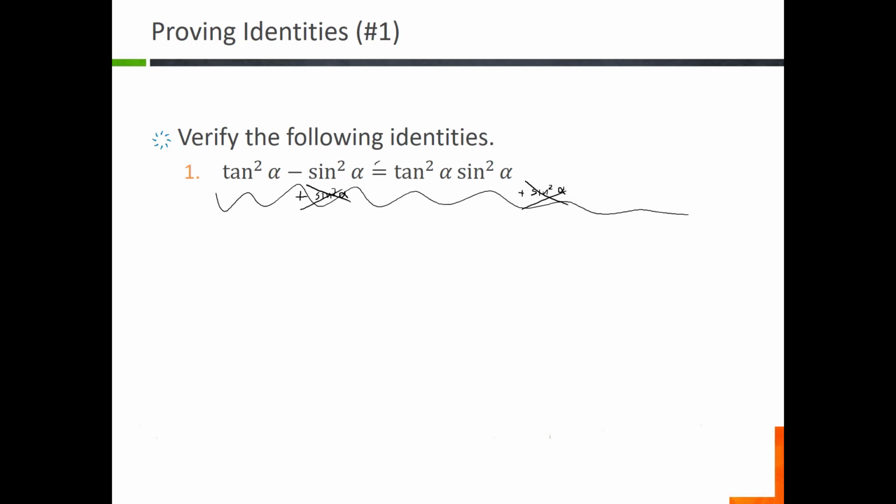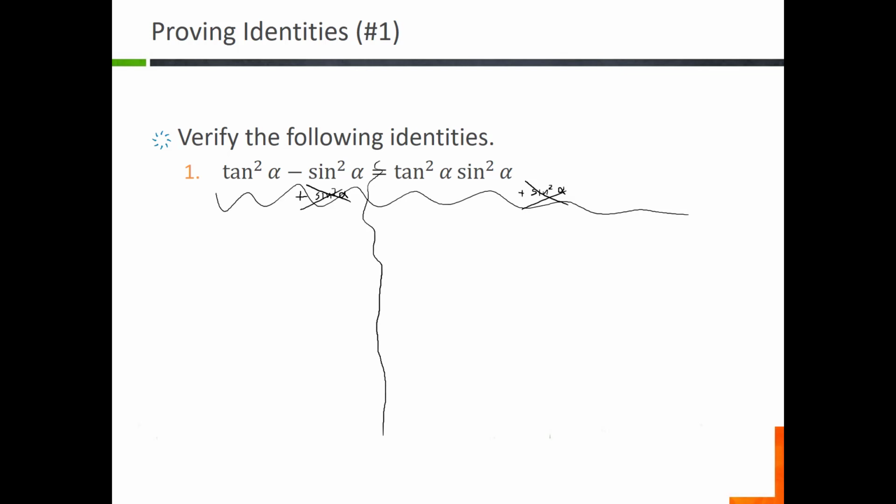So I'm going to go ahead and also draw a line down the center, so I can work with the left side. I can simplify tangent squared alpha minus sine squared alpha. I can do stuff with that. I can also do stuff with tangent squared alpha times sine squared alpha, but I can't cross the line in the middle. Okay, so let's start with the left side here.